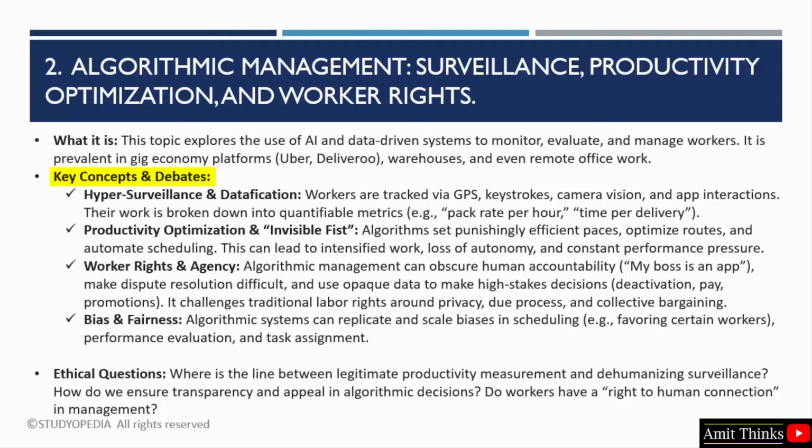Next is bias and fairness. These systems may reinforce bias in scheduling, evaluations, and task distribution. Here are some ethical questions. When does tracking become invasive? How do we ensure fairness and transparency? Should workers have a right to human oversight?